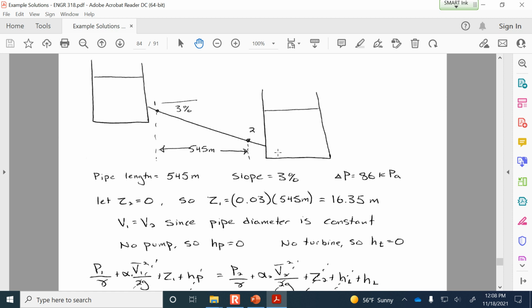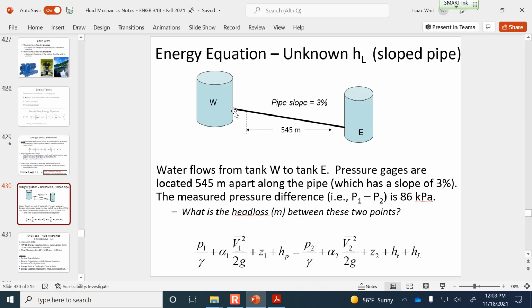So the 3% slope means that if we assume that the elevation at 2 is 0, then that would mean Z1 is 16.35. And we don't have to assume it's 0. We could have said, let the elevation at location 2 be 100 meters. And then simply Z1 would be 16.35 meters above that, whatever we had assumed. And we can safely assume that the pipe diameter is constant because it looks like it is, and we don't have any data to the contrary.